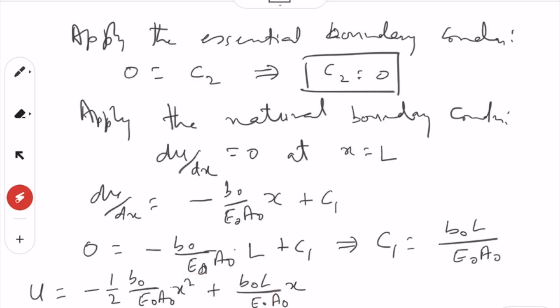If you put x equal to 0, you get u equal to 0. If you put x equal to L, what do you get here? You get b naught L, then L over 2, and here you get L square. So this and this will cancel, and du over dx will be 0 at x equal to L, right. So this is the solution you get. This is the exact solution.